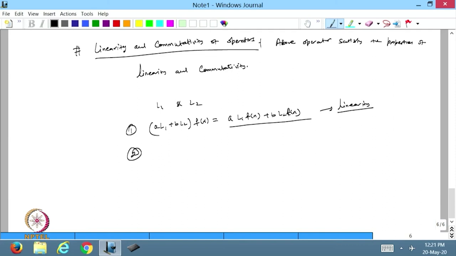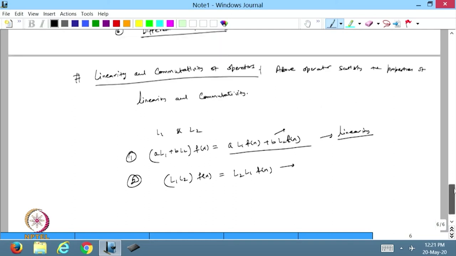And the second one is commutativity. Commute means that I have L1, L2 and I apply them on f(x). That is always equal to L2 L1 f(x). So it does not matter whether you apply L2 first and then L1, or L1 first and then L2. If this is also satisfied, then we say that the operators L1 and L2 are commutative, they can commute, and here L1 and L2 are called linear.